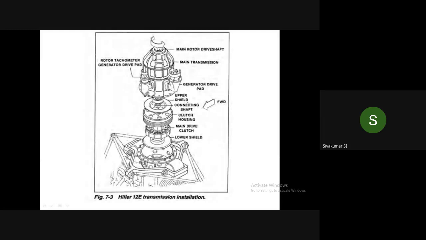And from the main rotor drive shop, that is the shop whose technical name is the mast. From there the main rotor coupler is fitted, and the main rotor blades.